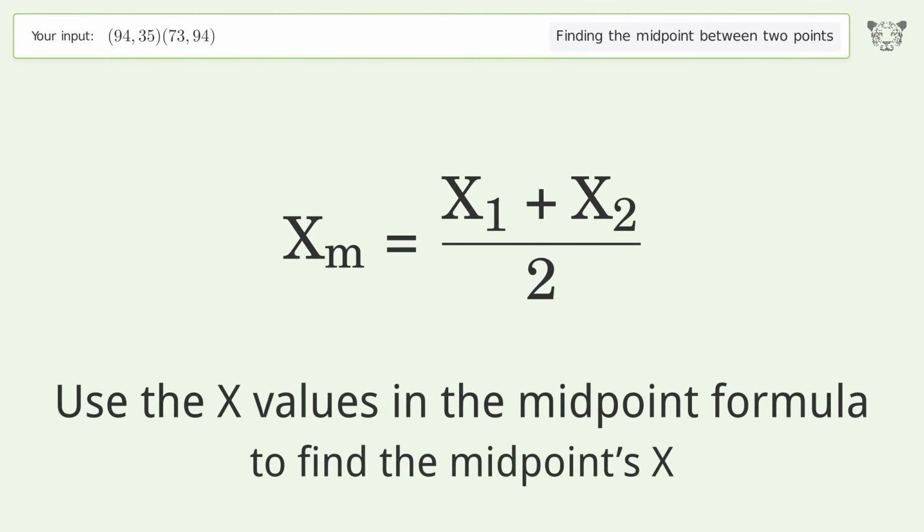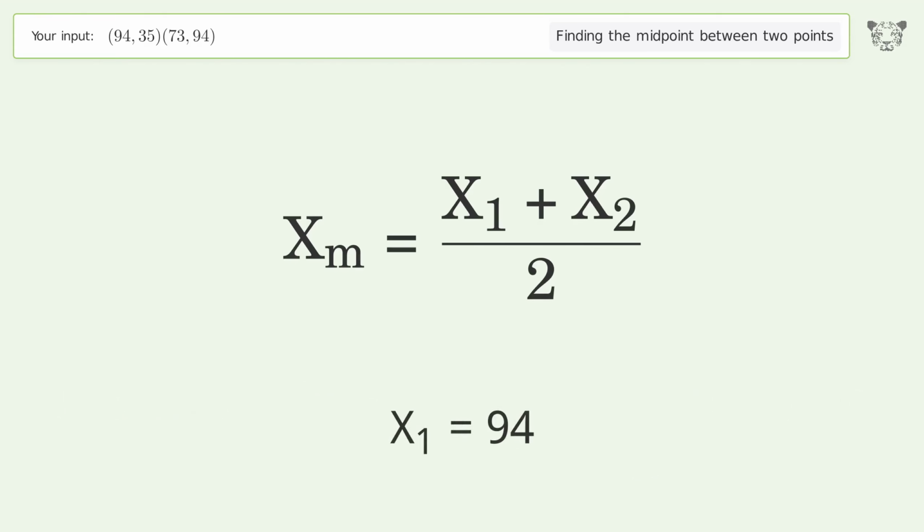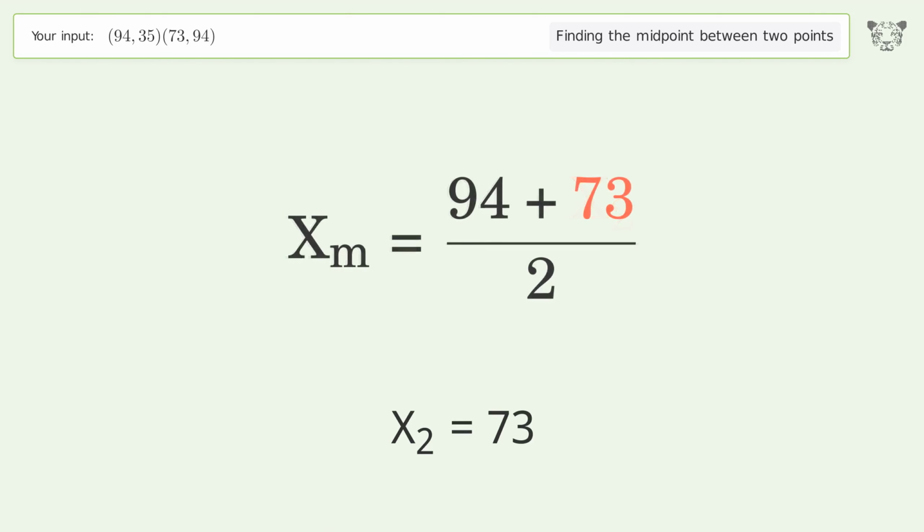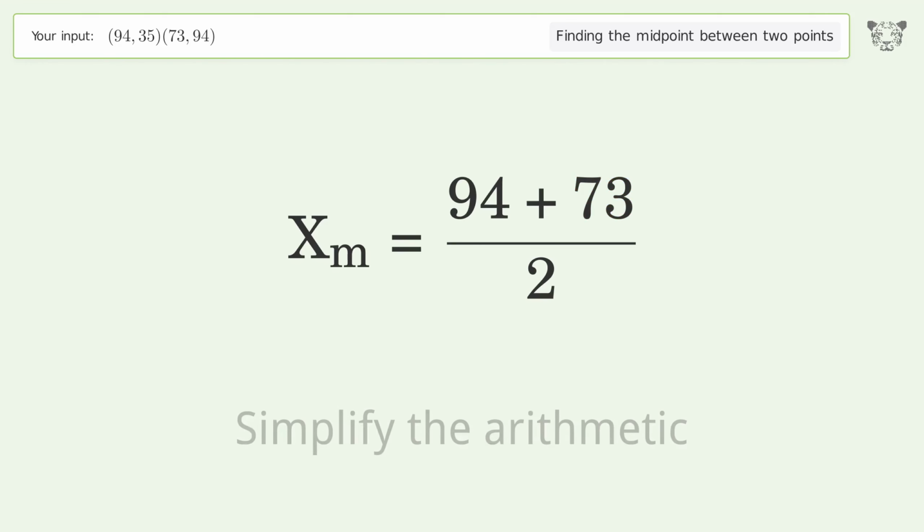Use the x values in the midpoint formula to find the midpoint's x. x1 equals 94. x2 equals 73. Simplify the arithmetic.